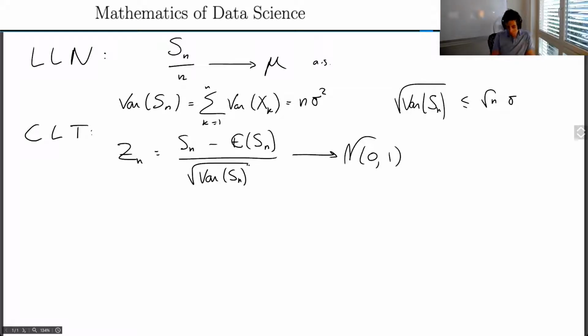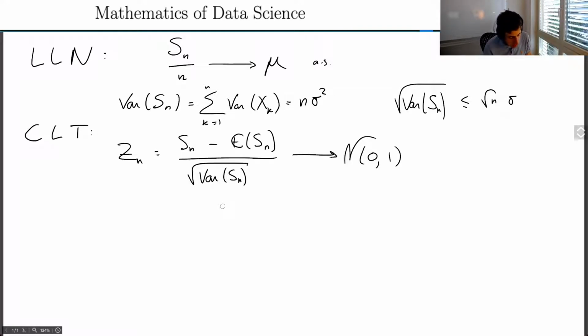And if you haven't seen the proof of this, try to prove it, right? One thing you can do is try to understand the moments of this random variable, and try to understand that the moments of this random variable as n goes to infinity start looking like the moments of a Gaussian. It's a very nice exercise to try to do this.